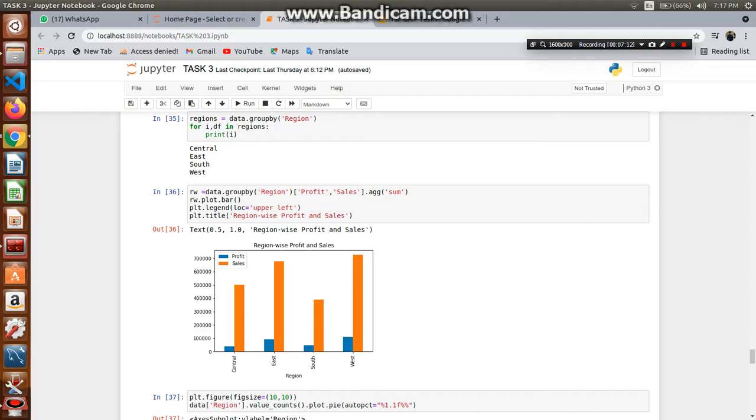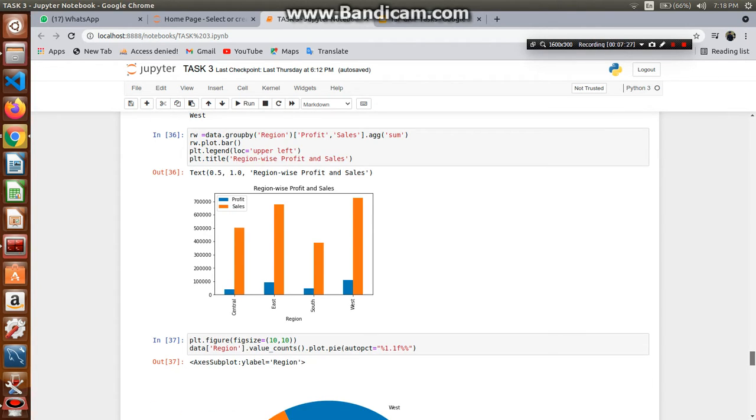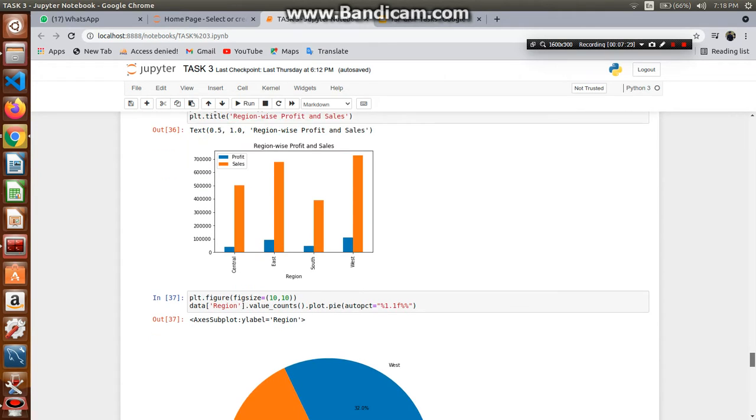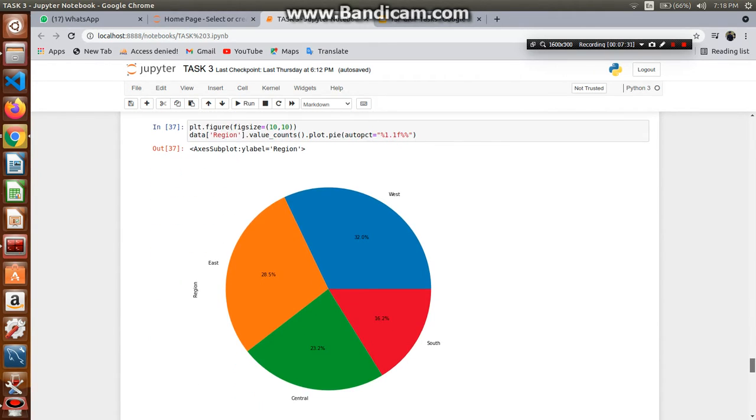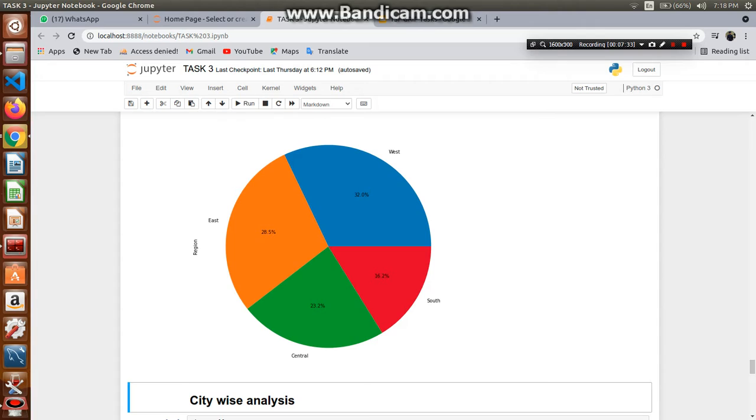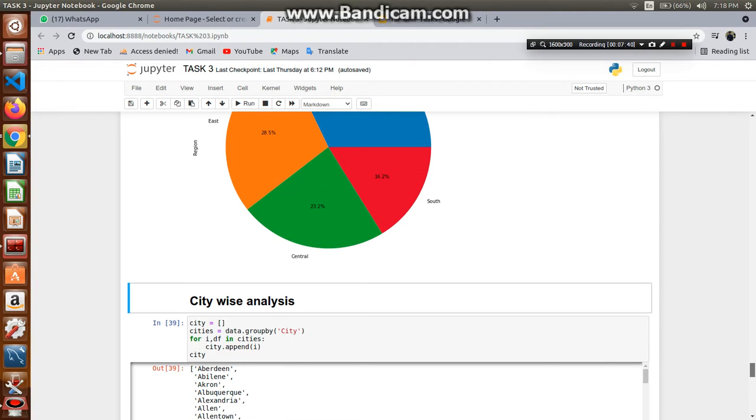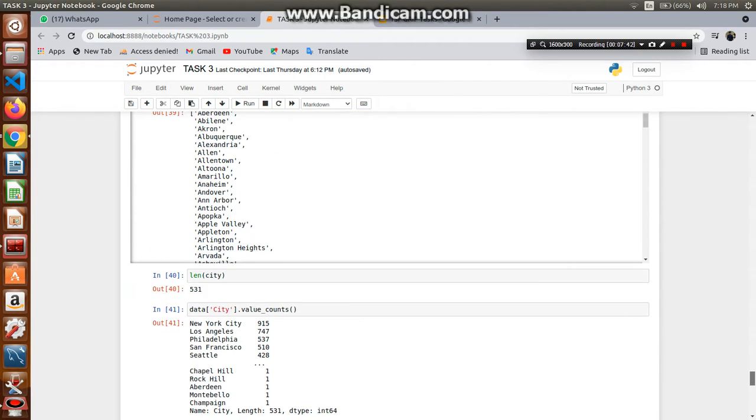Which regions give what amount of sales and what profit? West gives the most sales and the most profit, followed by east, followed by central, and the least is south. So we need to make schemes keeping west and east in mind. This second graph shows the same thing, that is west making the most sales, followed by east, central and south. After that, we'll start a city-wise analysis.